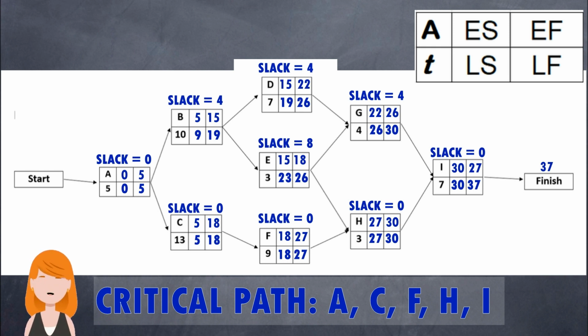So for example, if C is delayed by 2 weeks, then the project completion time will be extended by 2 weeks as well, from 37 to 39. The activities with zero slack are called critical activities, and they form the critical path, which is the longest path in the network.